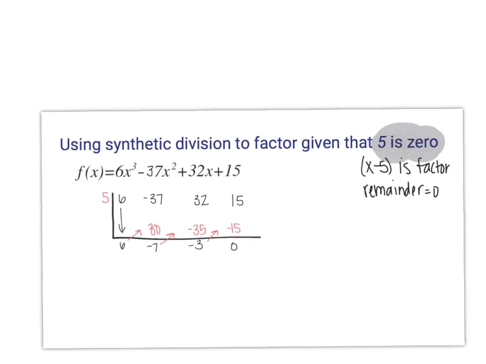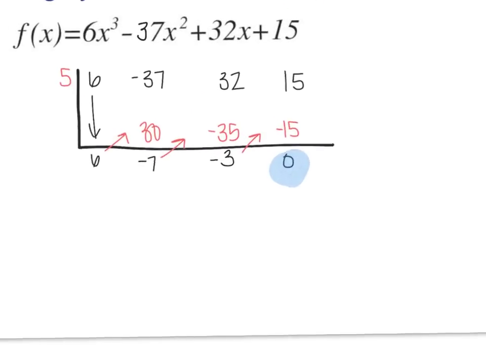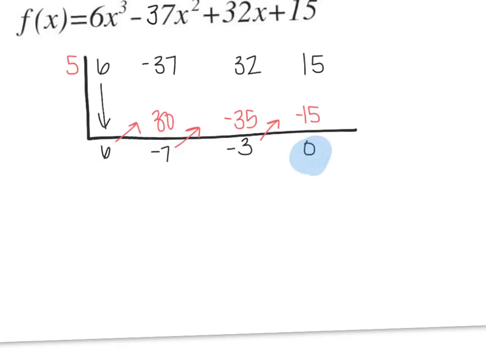Hey, we knew that's what it should have been, because it said that 5 was a 0, which means that my remainder should have been 0. And guess what it was? Okay, so let's look at this problem now.